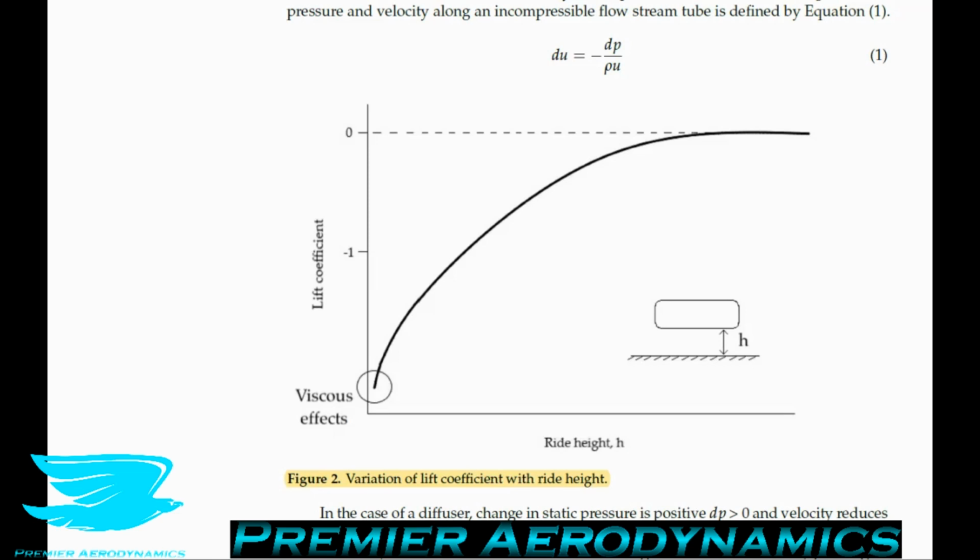And this means that so much of this cross-section area is actually taken up with this boundary layer, which is a slow-moving flow, so you can't really make it go any faster.